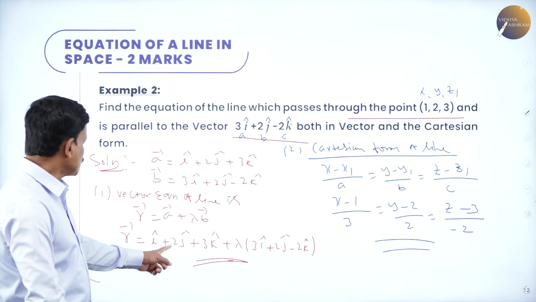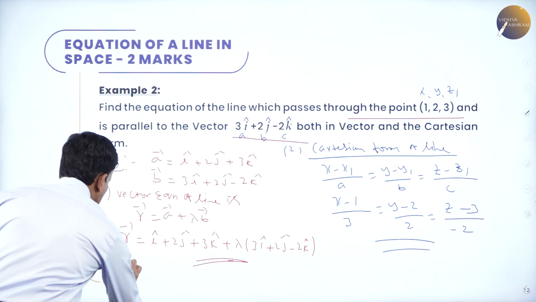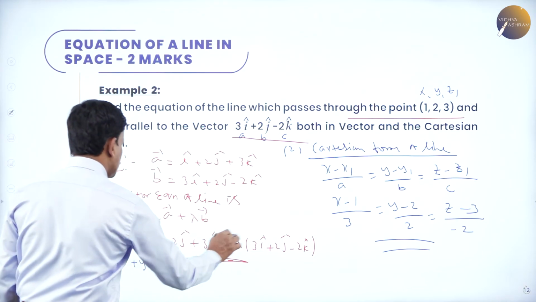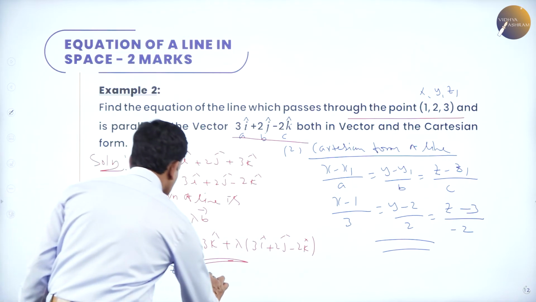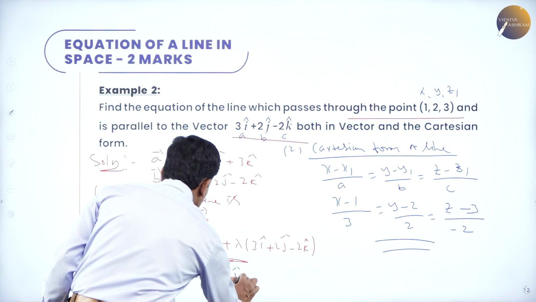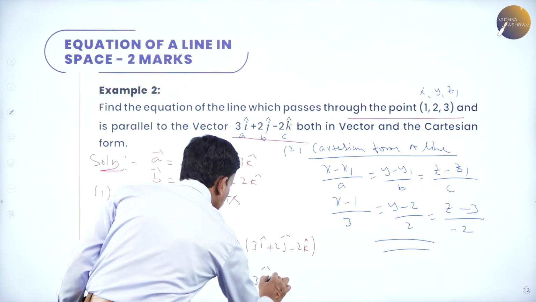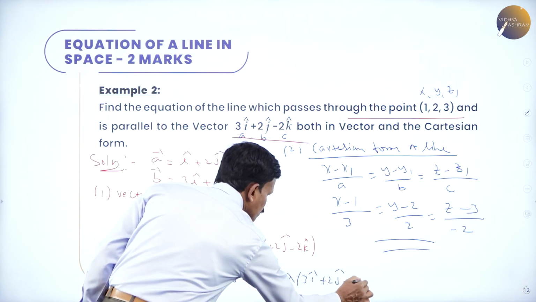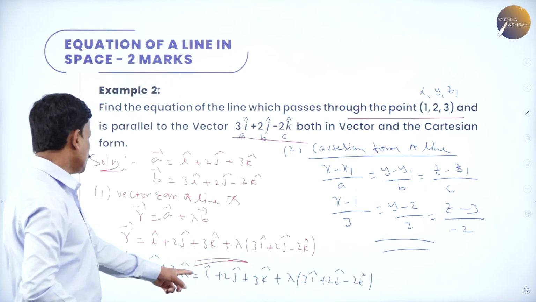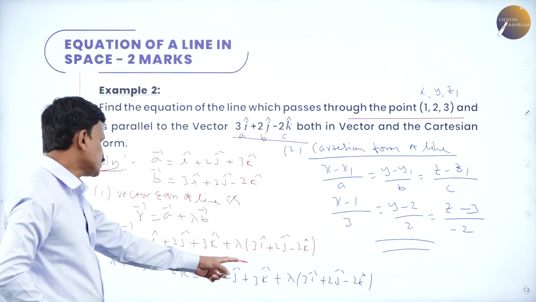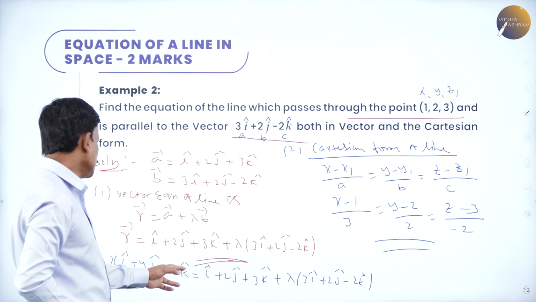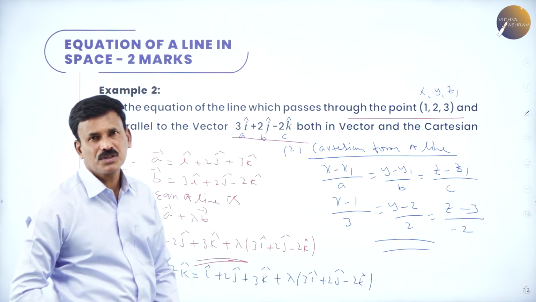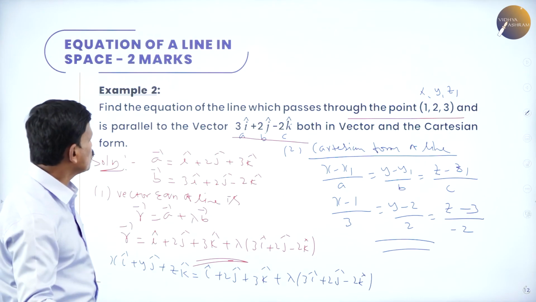If you simplify this, xi + yj + zk is equal to the same thing. You are going to get i + 2j + 3k + λ(3i + 2j − 2k). So (x − 1)/3 = (y − 2)/2 = (z − 3)/(−2). The same thing we are going to get. That's it. Now let us come to the next problem.